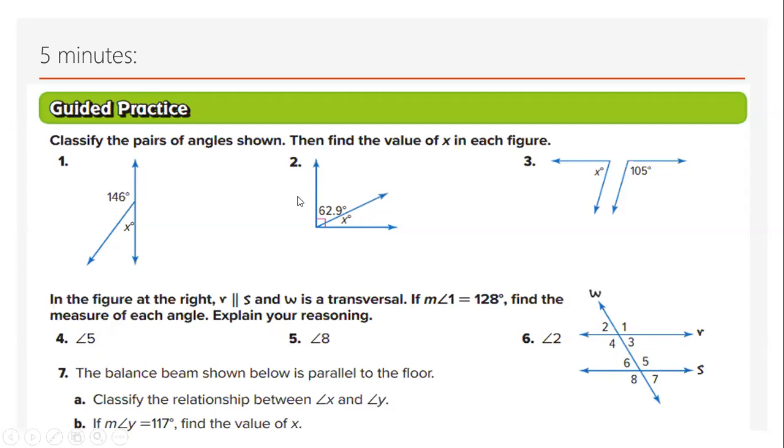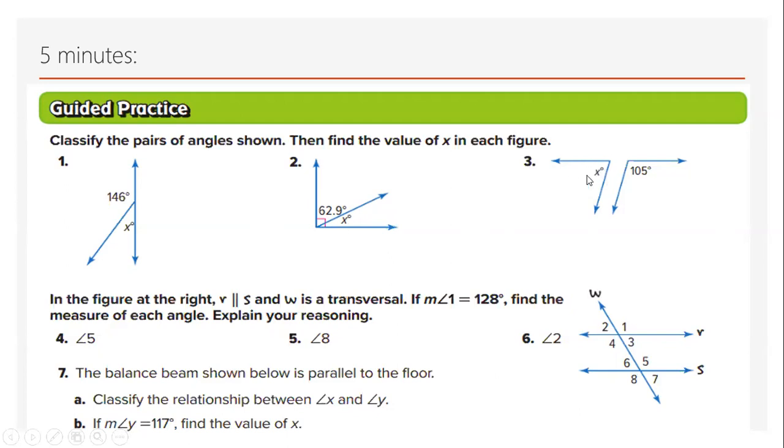Example number 2, or question number 2, I have perpendicular lines, so they are complementary angles. So 62.9 and x are equal to 90. So x itself is 90 minus 62.9, which is 26.1. Sorry, 27.1.